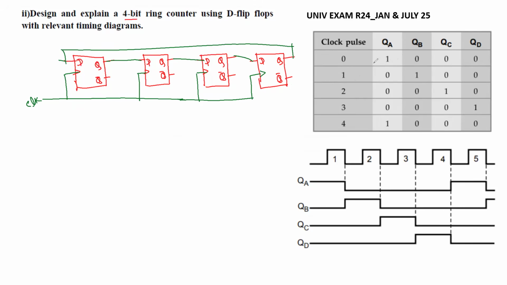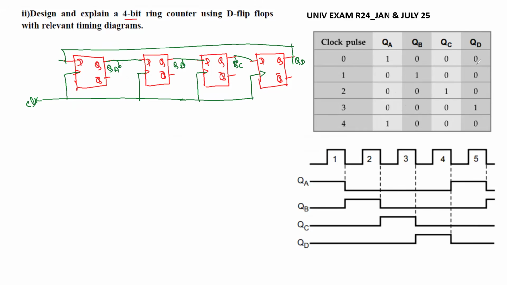Suppose we have taken states QA, QB, QC. So this is our QA, this is QB, this is QC, and this one is QD. Everywhere we are going to take the output, so this will be like a serial in, parallel out. This is the application of shift registers in the ring counter. Sometimes they may ask the question: how do shift registers work in ring counters?